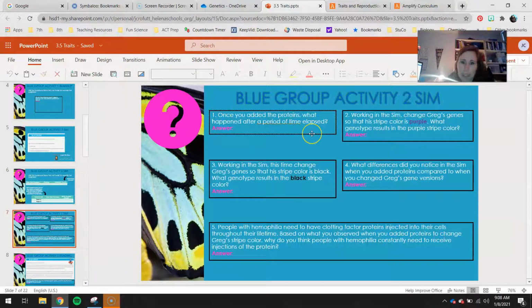Once you added the proteins, what happened after a period of time lapse? So when you added protein 2 or protein 3, you waited for that little blue circle timer to count down, and then what happened after that?